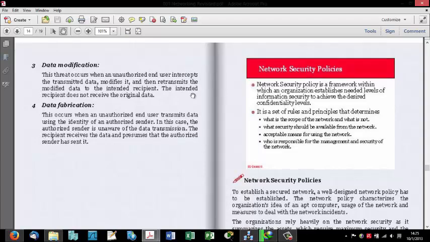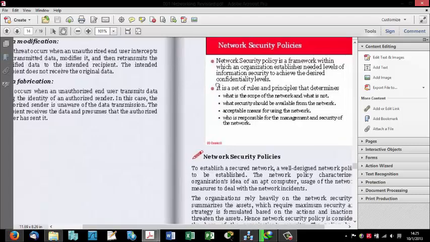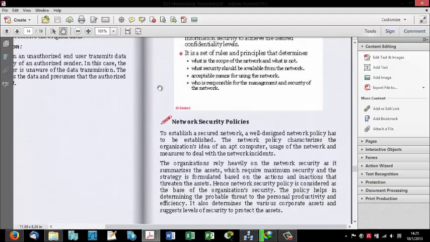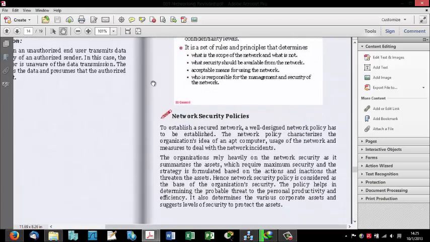So you work with a framework. It says which an organization establishes. Okay, so a network security policy is a framework. It's a sketch, as you said, which an organization establishes needed levels of information security.